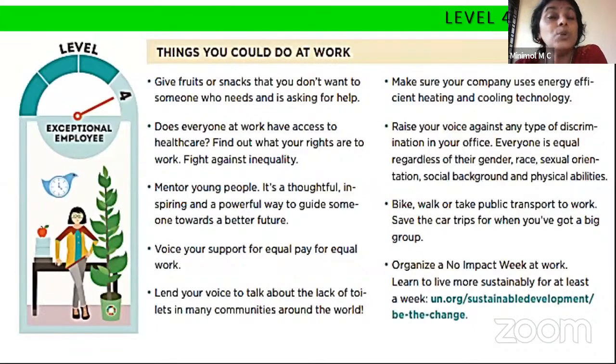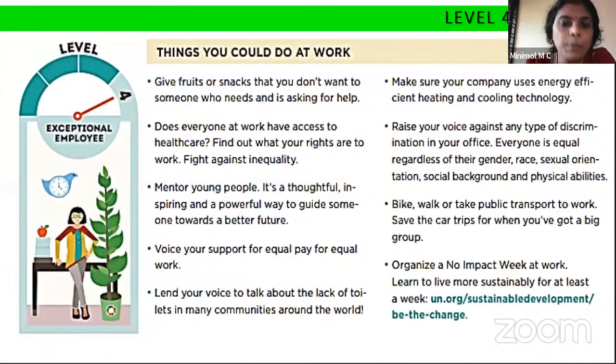At your workplace also, you can do so many things. Give fruits or snacks that you don't want to someone who needs and is asking for help. Think whether everyone at your work has access to healthcare. Find out what your rights are to work. Fight against inequality at the workplace. Mentor young people. It is a thoughtful, inspiring, and powerful way to guide someone towards a better future. So tell others, tell young people that, okay, this is not the way to live. You need to go for a sustainable kind of living.